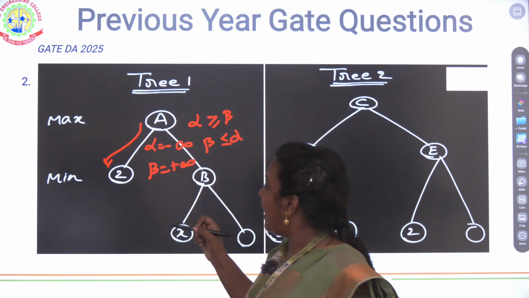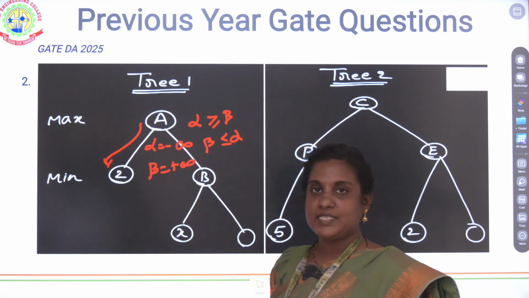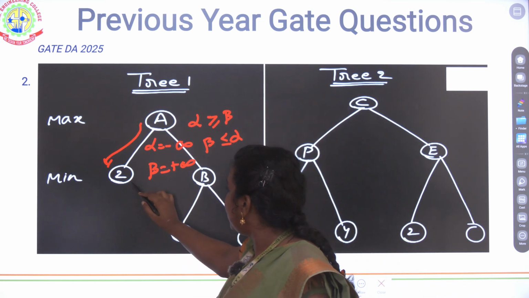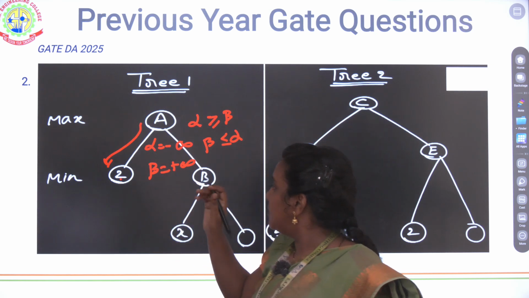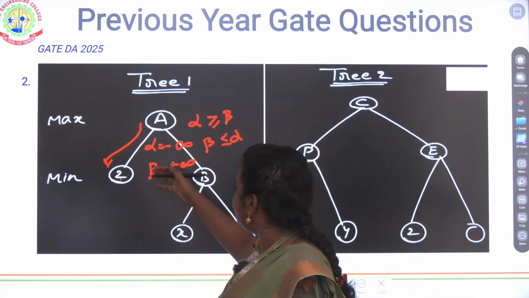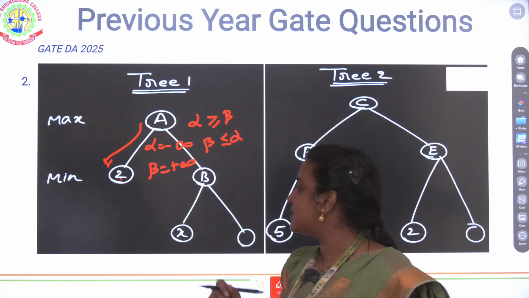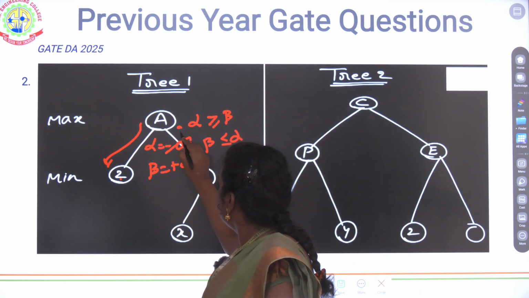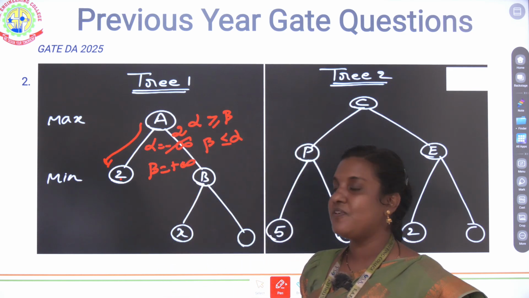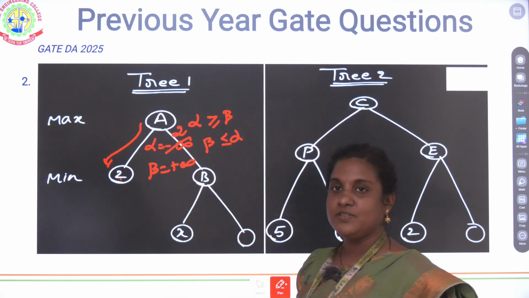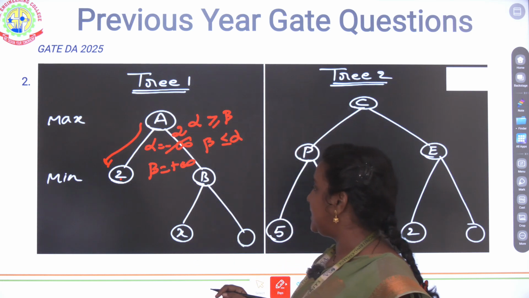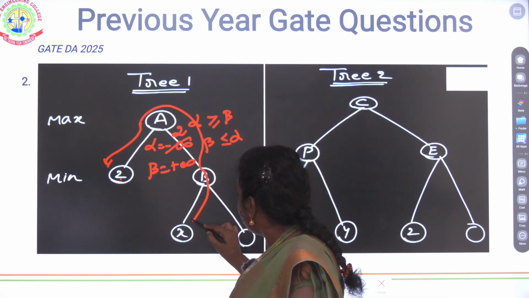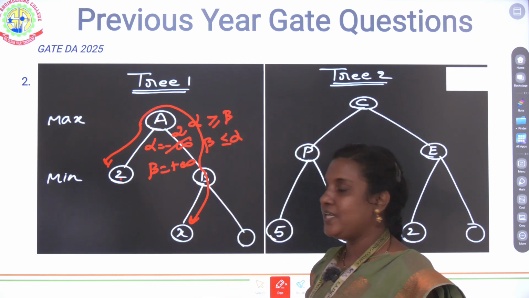Here the utility value is 2. It will compare with its parent node. Alpha is assigned minus infinity, so it will take the maximum value and replace it with 2. So now the alpha value is 2 and the beta value is plus infinity. After this it will traverse to the right subtree.